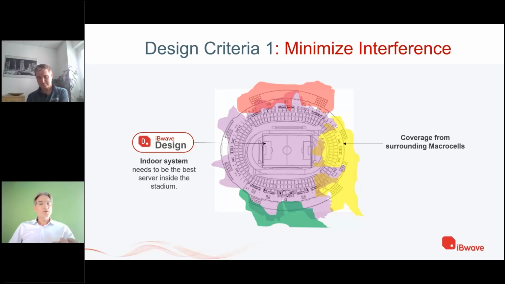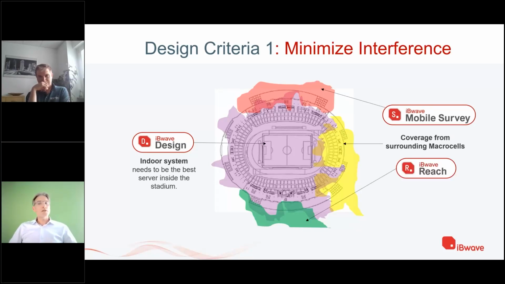That coverage will leak into the stadium, into the building as well. Yeah? So there's coverage which you could measure with our IBWave mobile survey application and import that interference into your network design. But you could as well use our IBWave Reach macro network planning tool to simulate the macro predictions, import that into the IBWave design tool, and run all the interference simulations to make sure you have the best performance of the network. Okay, so minimize interference. That's really, really important.